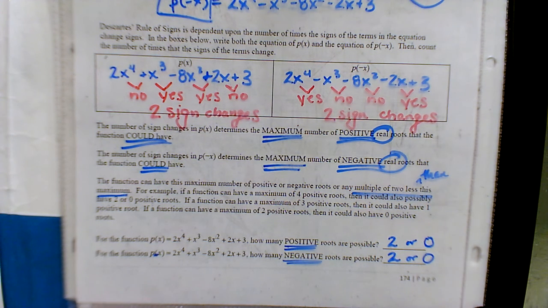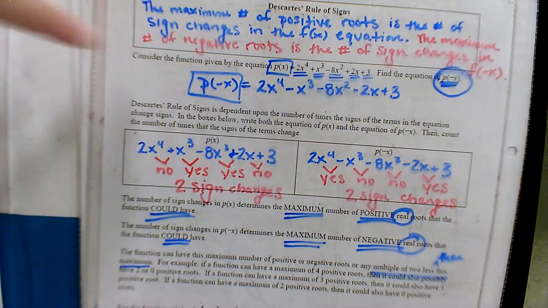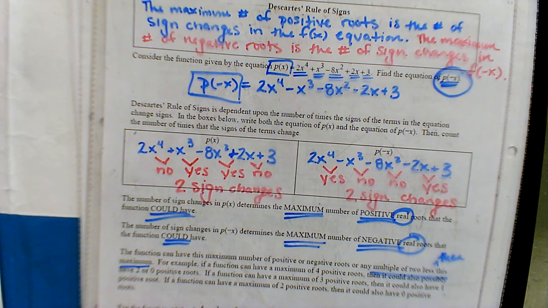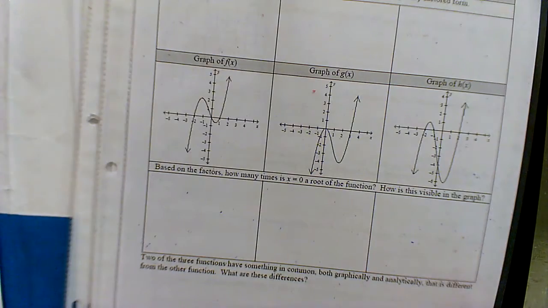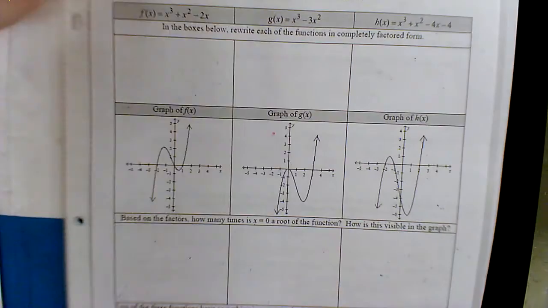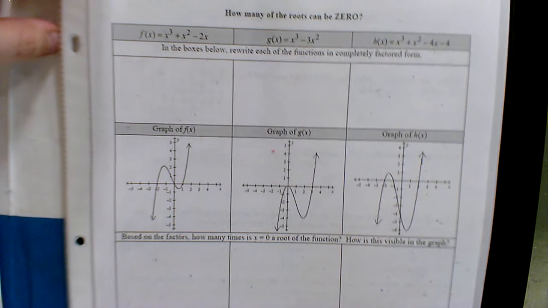So based off of this, we either have 2 on the left-hand side, or we don't have any. And the positive ones are telling us we have 2 on the right-hand side, or we don't have any. Those are the only possibilities. So we're going to use Descartes' rule of signs to help us with the positive and negative x-intercepts. We can also talk about those 0 x-intercepts, the ones that show up at the origin.